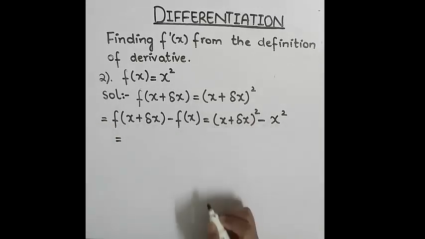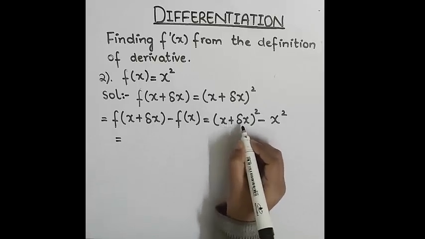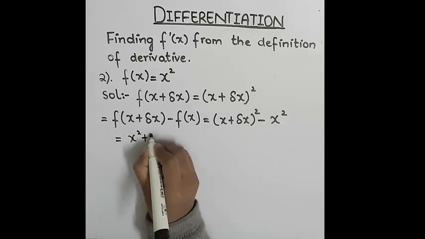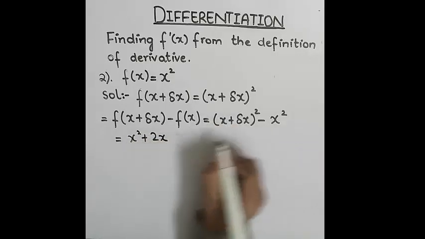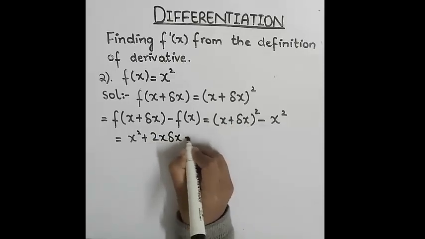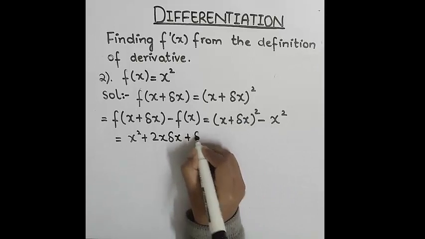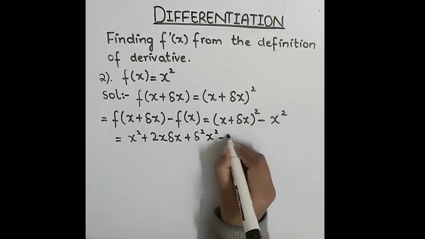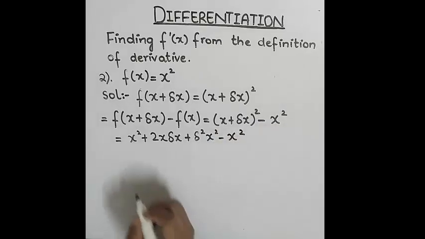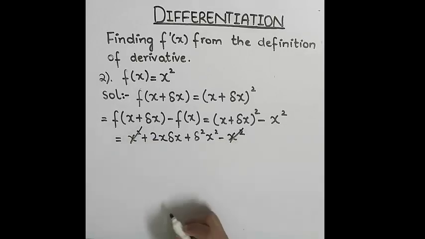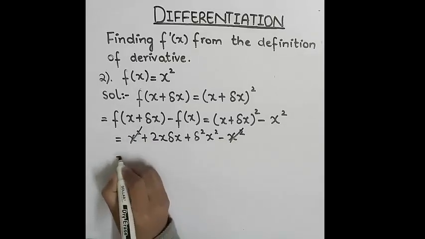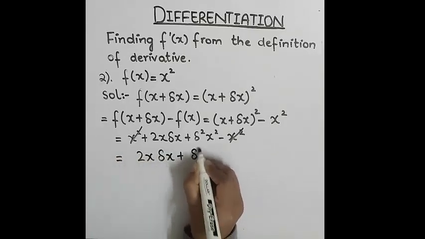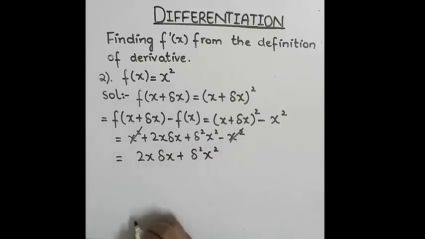(a plus b) whole square is a square plus 2ab plus b square. So x square plus 2 x delta x plus delta x square, and this minus x square will come as it is. Now this x square and this x square can be cancelled out, and we are left with 2x delta x plus delta x square.